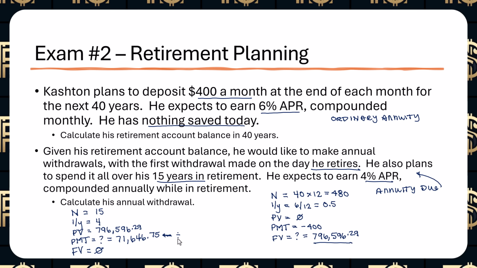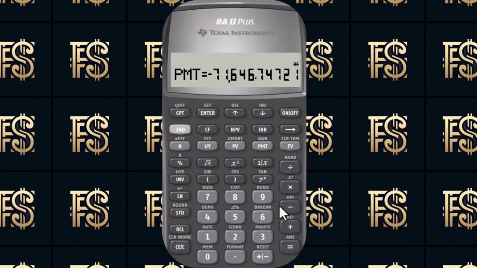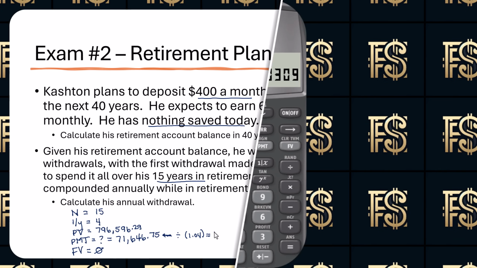To convert this annual payment into an annuity due, what we're going to do is divide it by 1 plus the period rate. So we're going to divide by 1.04 to convert it to an annuity due payment. So I take this answer that we just found, I'm going to divide it by 1.04, that's 1 plus the period rate. It is annually compounded here. And we find that his annuity due payment, his first withdrawal from that account, is going to be $68,891.10. That is the correct answer.